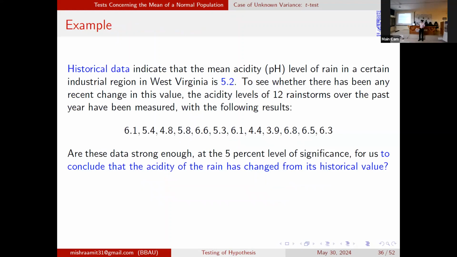Again, the example is not very important, but I must discuss at least one. These are the pH values of rain data, and we want to know whether the pH values have remained the same or have increased. We want to conclude whether the acidity of the rain has changed from its historical value or not. So it has changed. Change means what is the alternate hypothesis? Not equal to. So the alternate hypothesis is mu is not equal to 5.2.